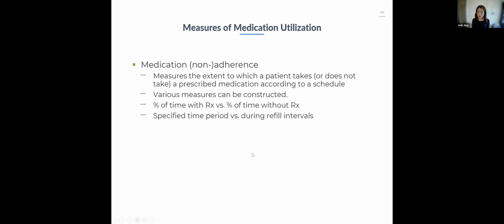Second, you can use medication adherence or medication non-adherence. I have to say again, I added the non in the morning because you can measure either way.